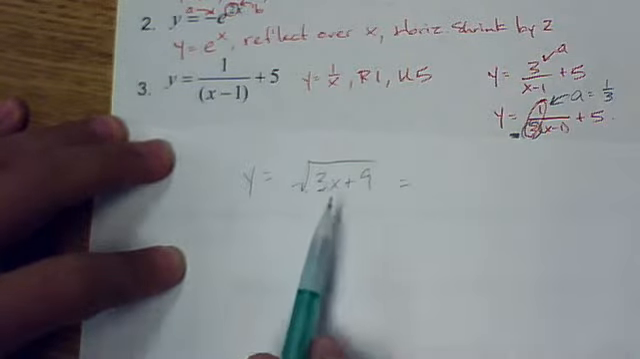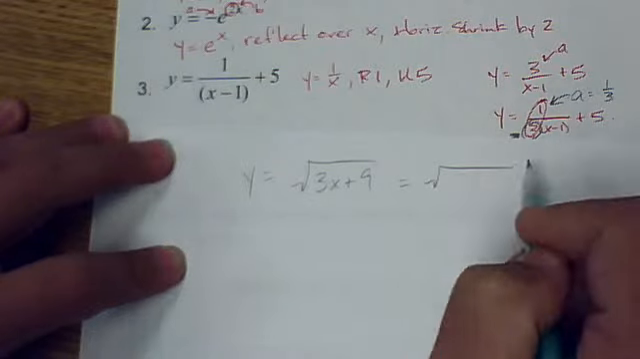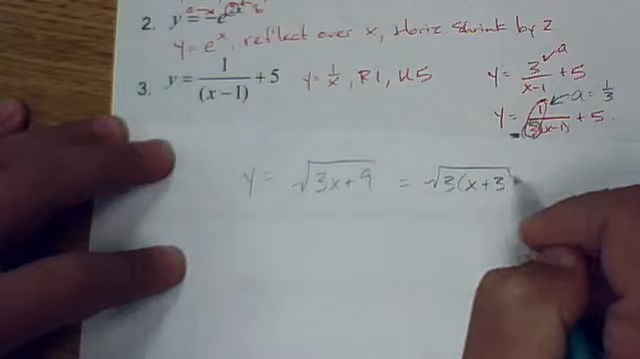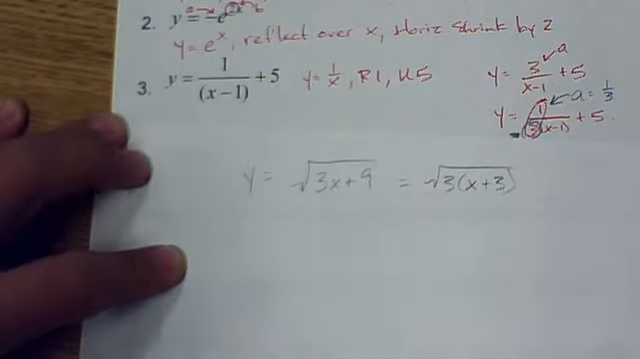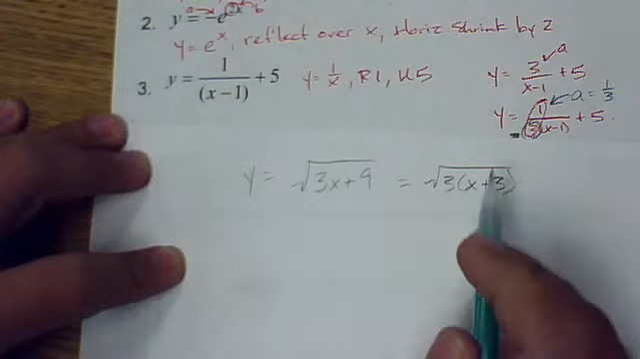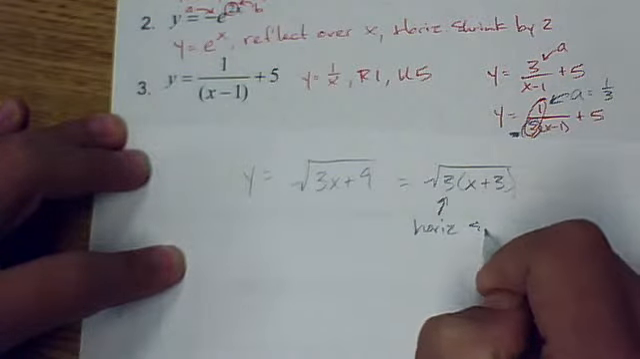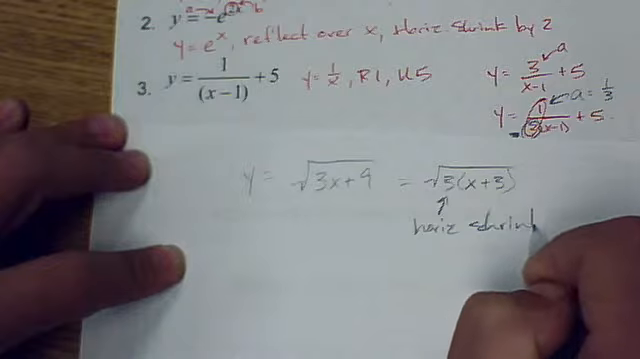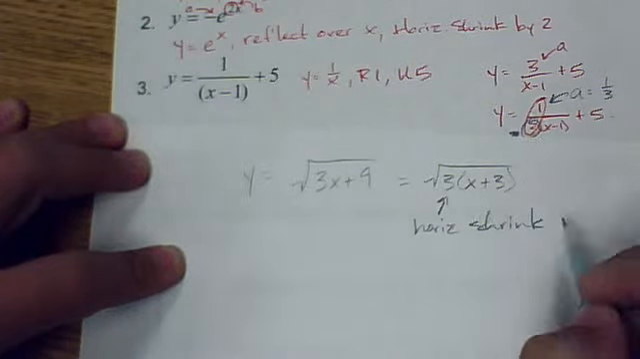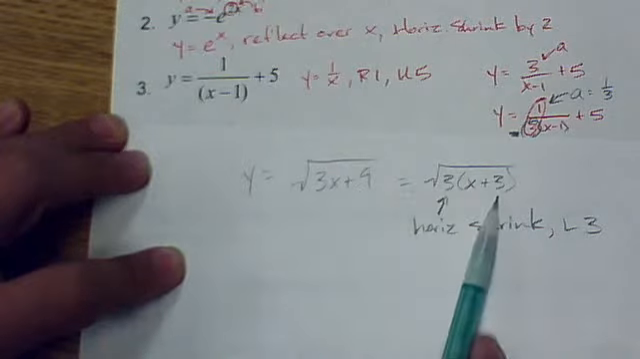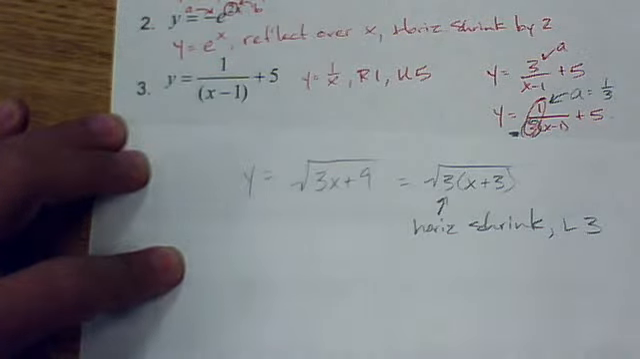Anytime you've got a coefficient like that on the inside, you need to factor that out and look at it as 3 times x plus 3. So what that shows is a horizontal shrink by 3 and left 3. You can't say that it moves left 9 because it actually moves left 3.